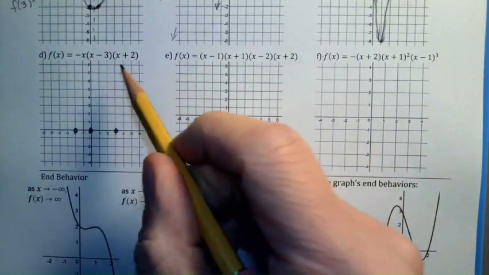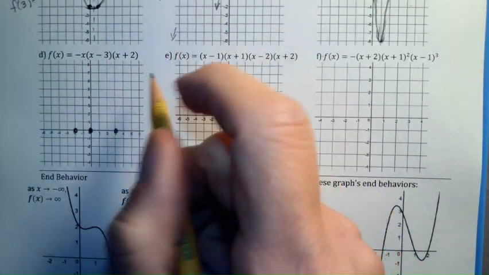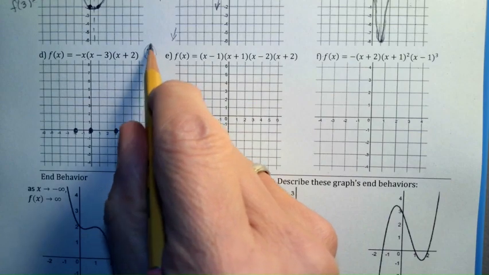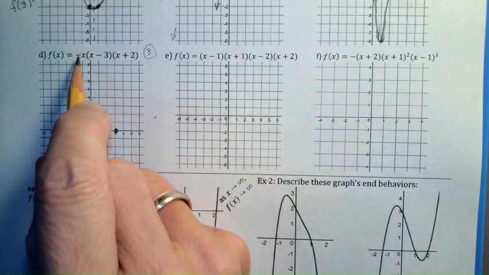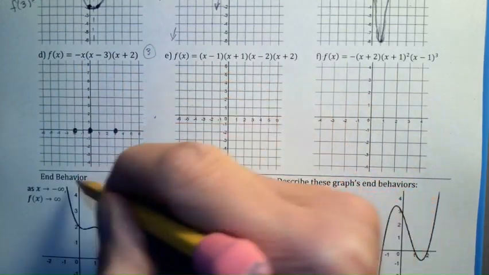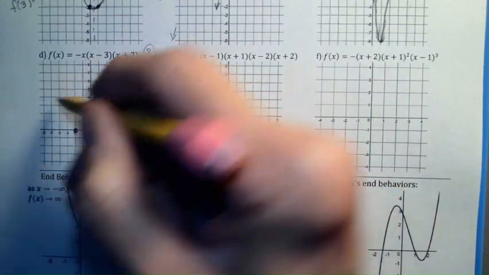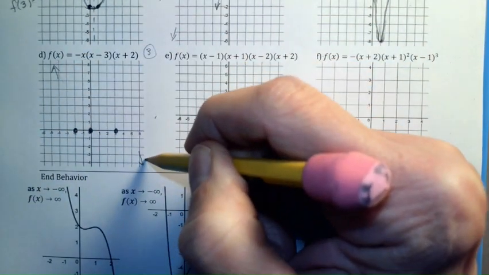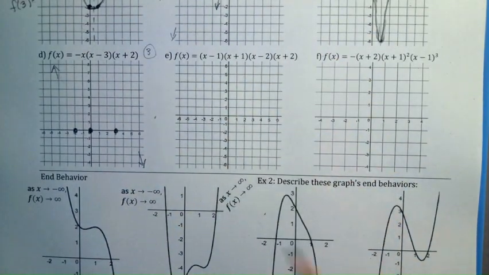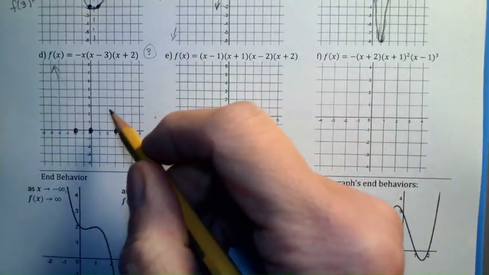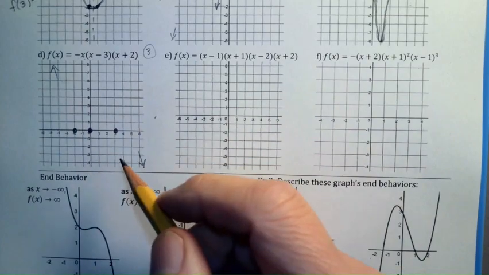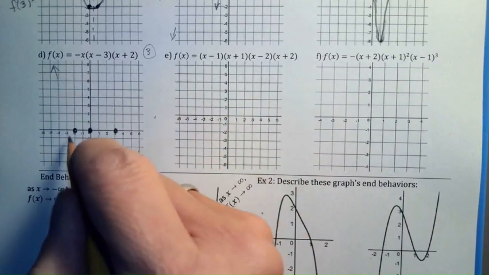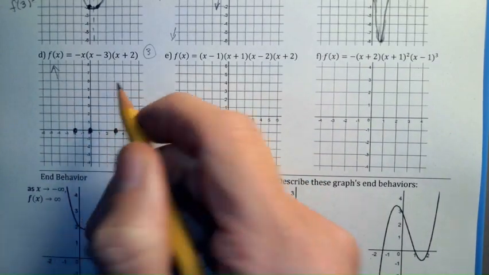Now think about this. If I FOIL this out, it's going to be a degree 3. It's a negative, so instead of starting down and ending up, it's going to start on the left up and end on the right down. All right. So think about where that's going to go through. Now you might also just plug in a couple more points to help us see how far down does it go? How far up does it go?